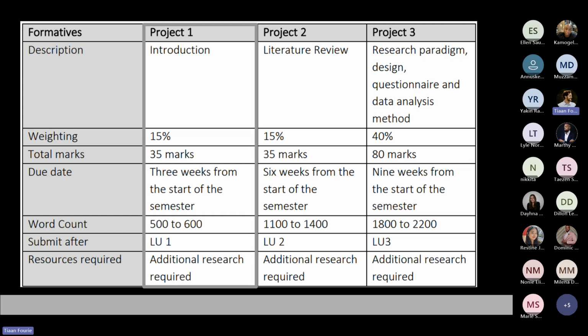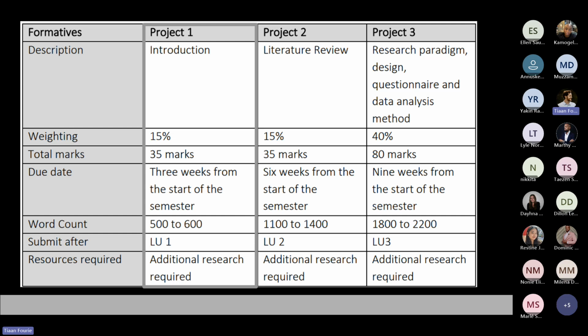And please don't wait for the results for project one and for project two before continuing. Don't wait for the results for project one before continuing with project two. The same with project two for project three, but obviously you'd have your results by then.